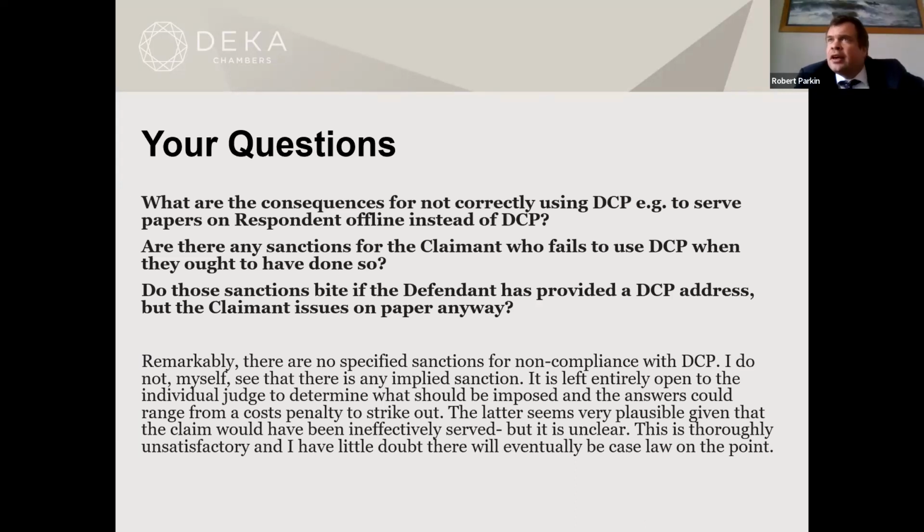Watch this space. If you're for a claimant, try and get it right. If you're for a defendant, flag up when the claimant's got it wrong, and threaten to make an application, but do so very cautiously, because it's very unclear what the consequence is going to be.